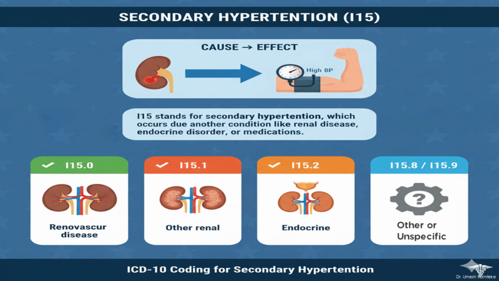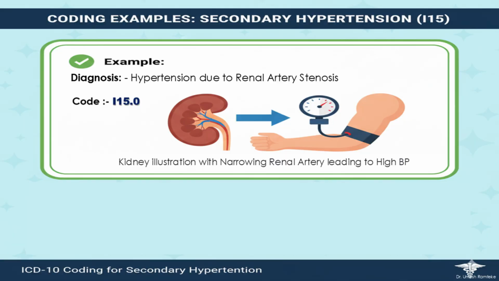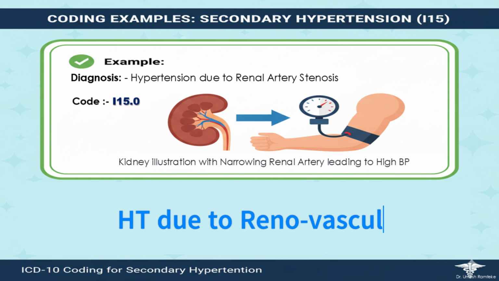In coding secondary hypertension, we must pinpoint the underlying cause. Let's look at a common example involving the kidneys. The diagnosis here is hypertension due to renal artery stenosis. The renal artery narrowing is the cause, making the hypertension the effect. This specific relationship is captured by the code I15.0. The code I15.0 is used for hypertension due to renovascular disease.